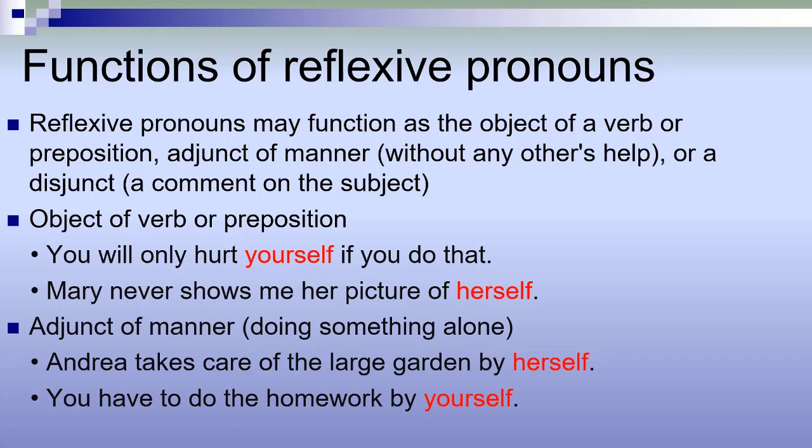Then you have to do the homework by yourself. Nobody can help you. Nobody is allowed to help you. Yourself here is a kind of manner. It's just a manner you do the homework. How should you, or how should I do the homework? Well, you should do it by yourself. Nobody can help you. That's an adjunct.